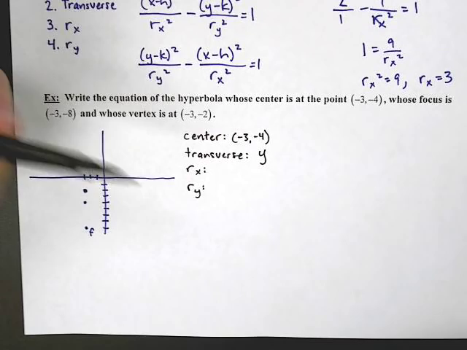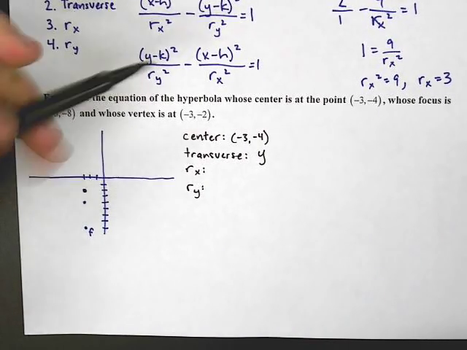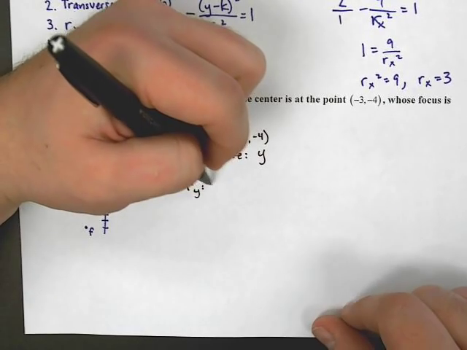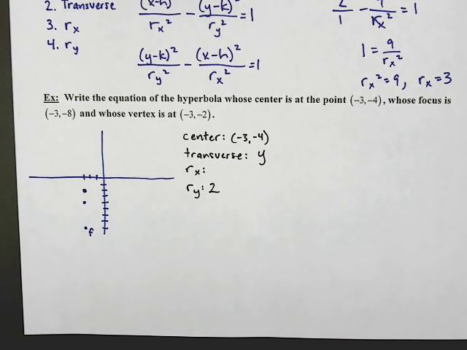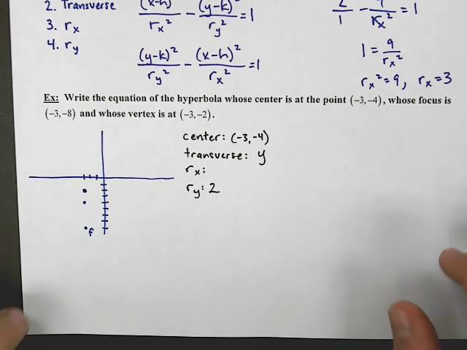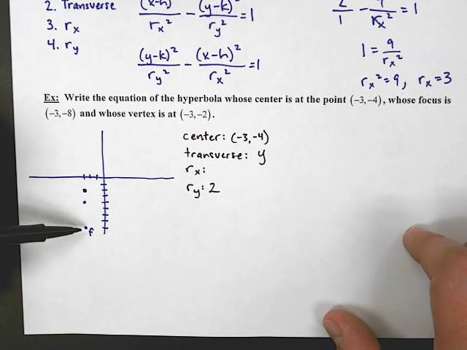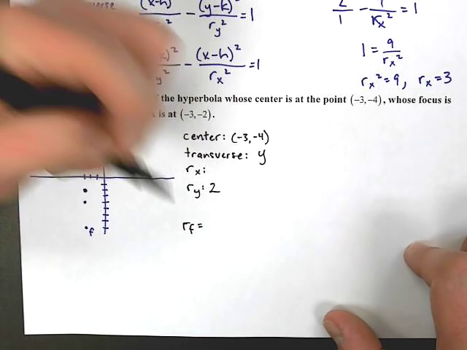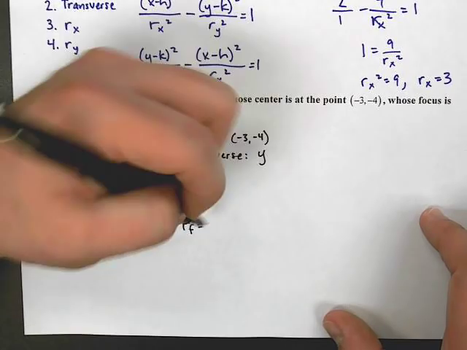Last one that we can write in right now. We can write in r sub y, because we know where the center is, and we know where one of the vertices is. And it's 2 away. So our y radius must be 2. Now, in this situation, if I give you a focus, we're probably going to have to use that. We can say that r sub f is 4, because our focus is 4 away from the center.